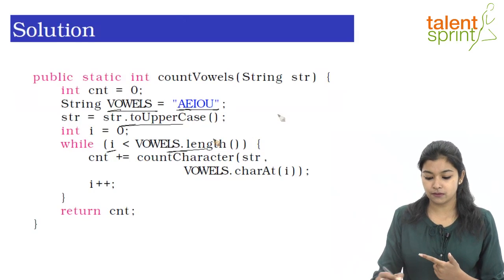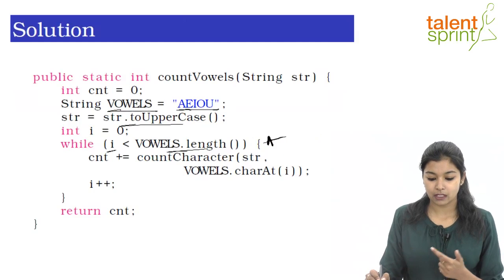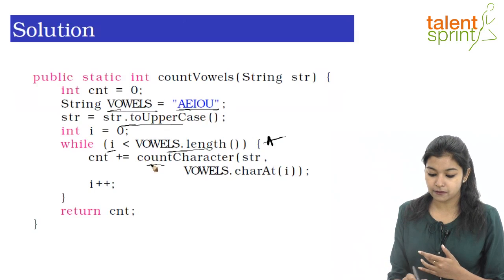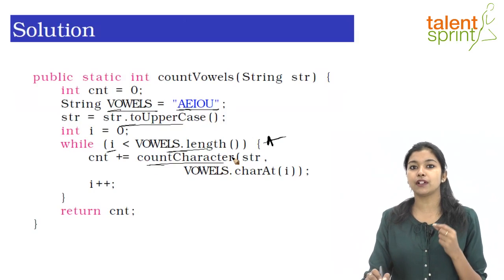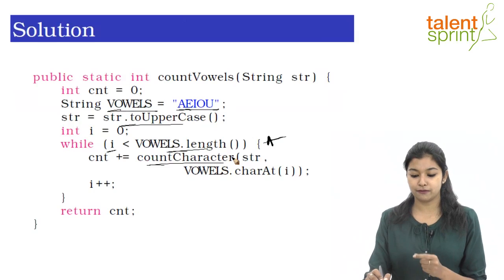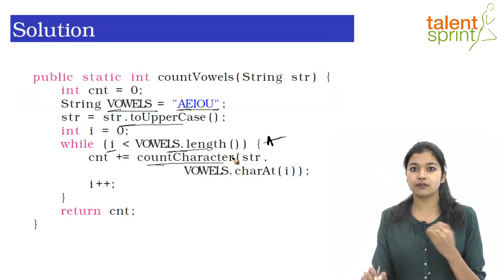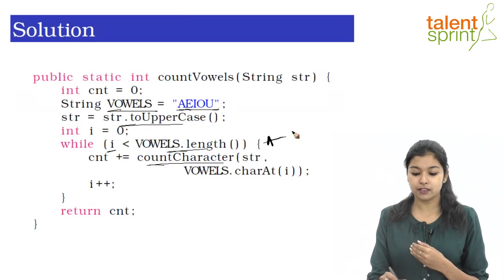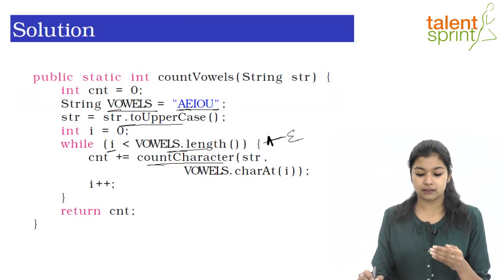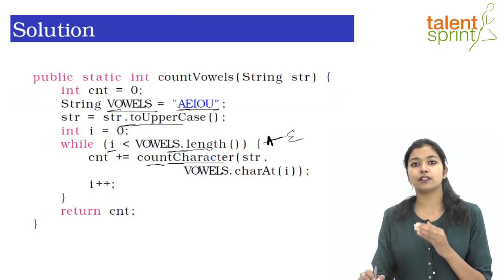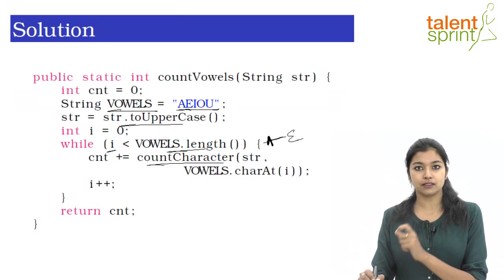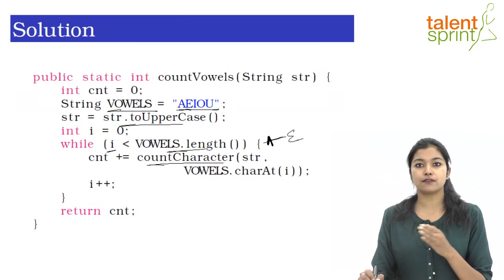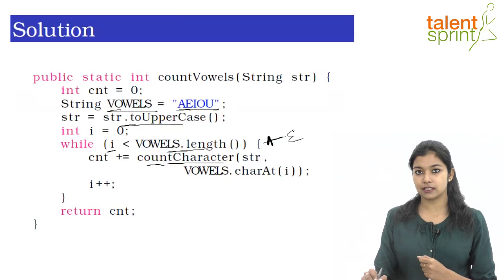In our first iteration, we are checking for the vowel A. When we get inside the first iteration of this loop, we call the function countCharacter. This function will count the number of A's in our string and return the count here. Then we move on to the next iteration and check for E in our string. Again, the countCharacter function will check the number of times E is occurring and keep incrementing the count. Similarly, this loop will continue till we have checked for all the vowels. And finally, we return the count.